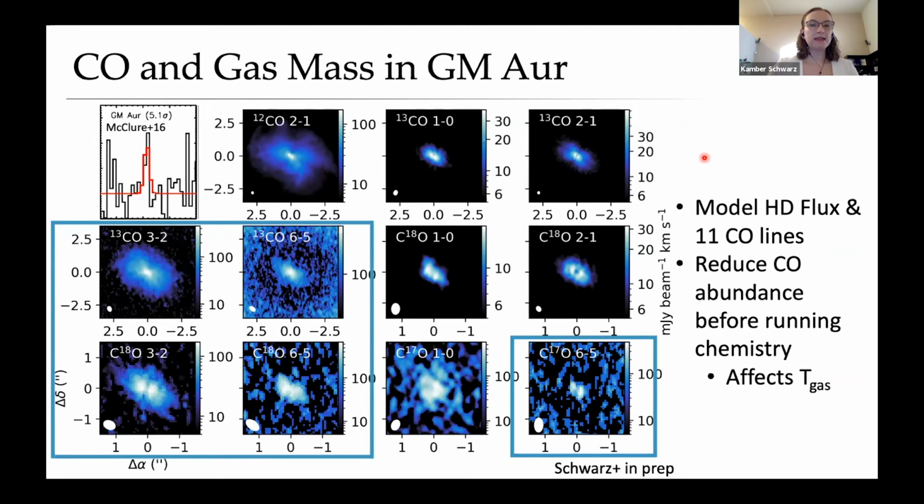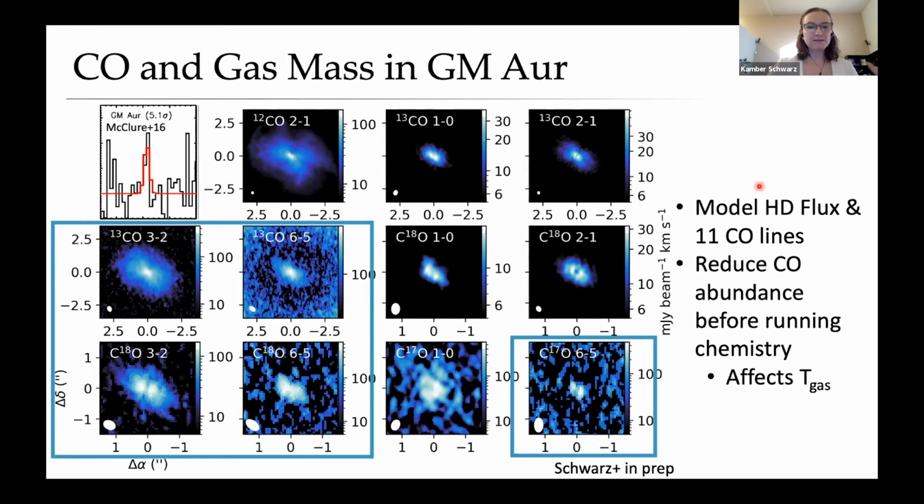Now, whereas in the Zhang et al. analysis, the CO abundance reduction was carried out after running chemistry in the models, here we're reducing the CO abundance initially, because in these thermochemical models, the amount of CO is going to affect the gas temperature, which in turn is going to affect the HD emission.